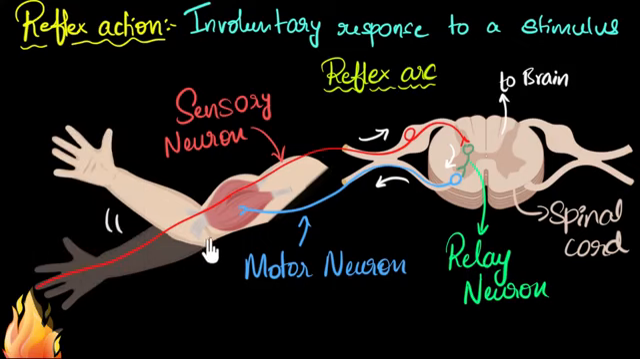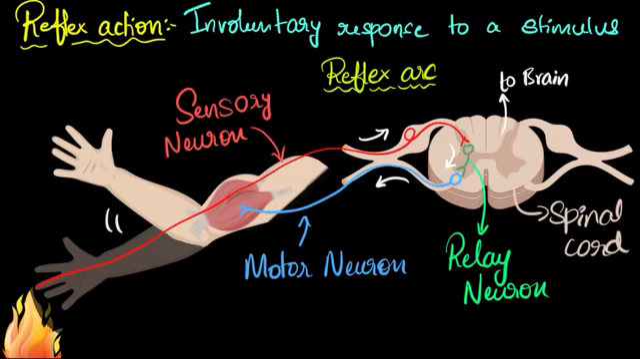And the second thing you may want to remember is that sensory neurons always go to the backside of our spinal cord. So this is the backside. And the motor neurons will always come out of the front side of the spinal cord. Just something to remember while drawing the diagram.